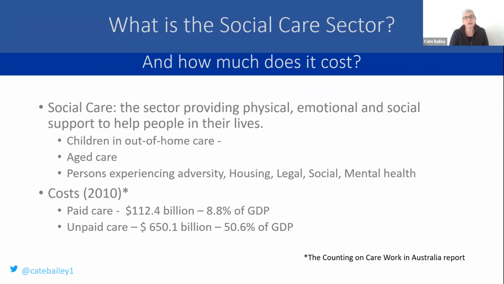So here I'm defining social care as the sector providing physical, emotional, and social support to help people in their lives. Housing, legal issues, social concerns are included here. Calculating the cost of care is challenging, and a report from 2010 estimated that the cost of paid care in Australia was $111 billion, representing almost 9% of GDP, whilst the cost of unpaid care was staggering at over 50% of GDP.